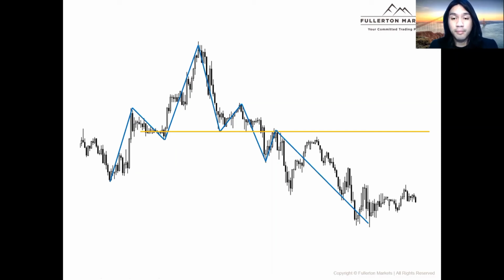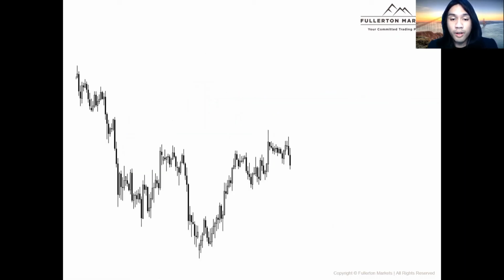So let's go back. As you can see, they are the same. The distance from here to here is also the same distance from here to here. So we went through a few bearish patterns. Now let's look for a few bullish ones.